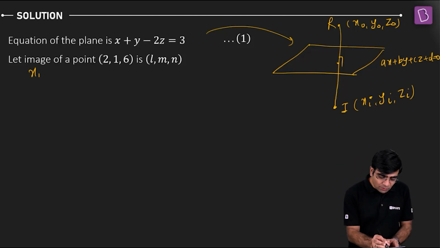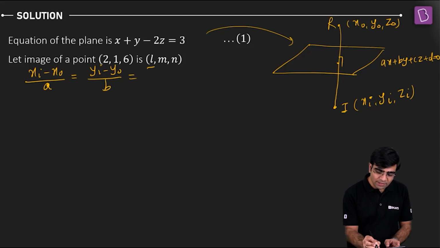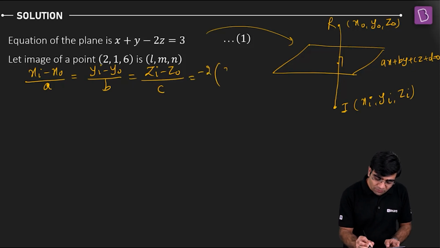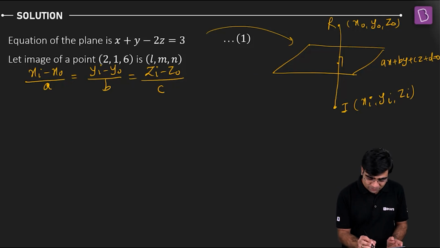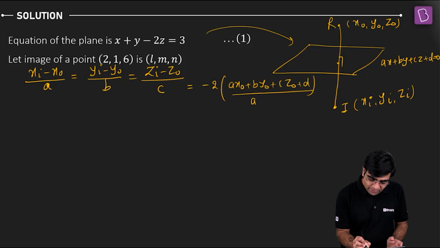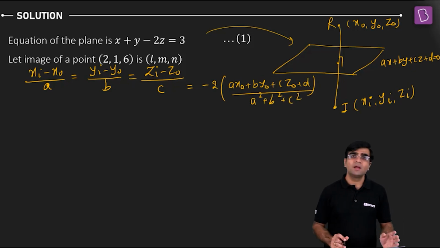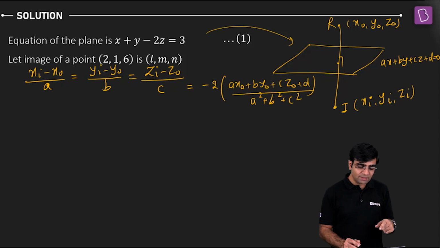So the formula becomes: xi minus x0 by coefficient of x in the equation of the plane, yi minus y0 by b, that is coefficient of y in the equation of the plane, zi minus z0 by coefficient of z is equal to minus 2 times of ax0 plus by0. Sorry, I'm overlapping the plane. I'll write it a bit down here, guys. Okay. So this becomes minus 2 times of ax0 plus by0 plus cz0 plus d whole divided by a square plus b square plus c square. Understood?